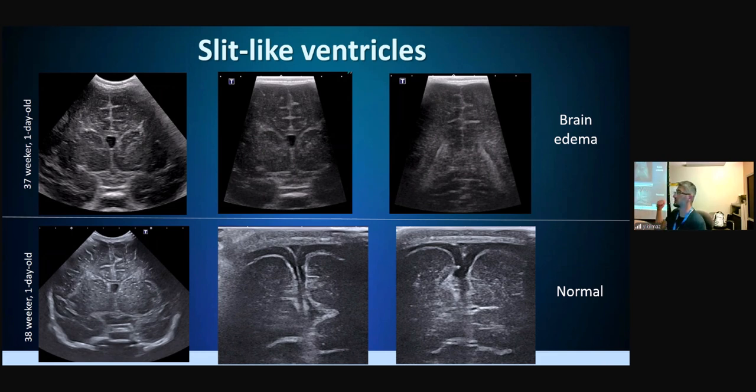How is the image quality? Should I turn off the lights completely? Good. Okay.